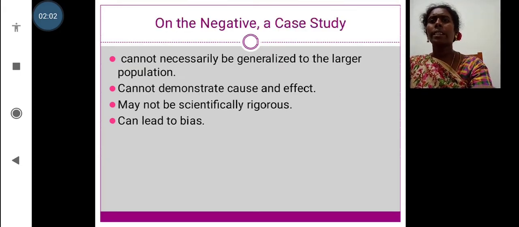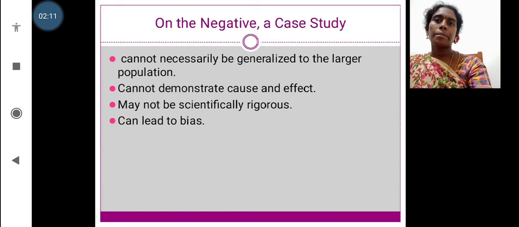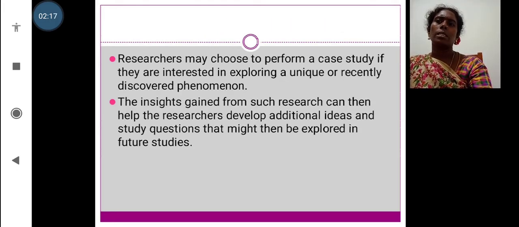On the negative side, a case study cannot necessarily be generalized to the larger population, cannot demonstrate cause and effect, may not be scientifically rigorous, and can lead to bias. These are the negative sides of the case study method.